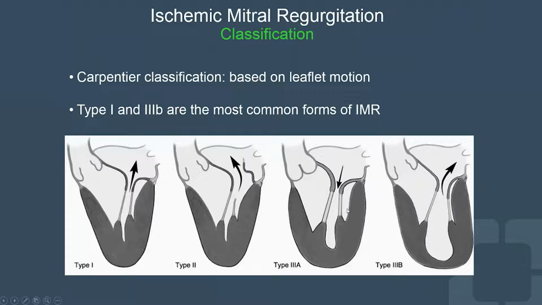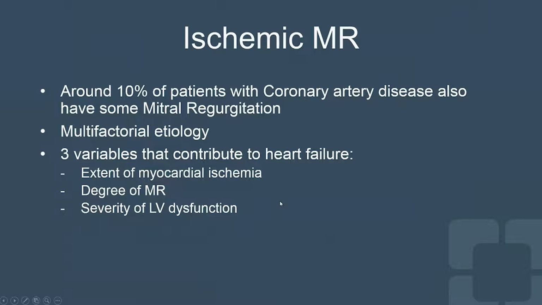This is most commonly seen with ischemic cardiomyopathy or dilated cardiomyopathy, where the ventricle is not working properly. In patients with coronary disease, about 10% will also have mitral regurgitation, and the reason for mitral regurgitation in these patients is multifactorial. In general, the predictors of ischemic mitral regurgitation that leads to heart failure are the extent of myocardial ischemia: the more ischemia, the lower the ejection fraction and the more heart failure. Also, the more MR, the more heart failure, and a lower ejection fraction and greater degree of ischemia are all associated with heart failure.